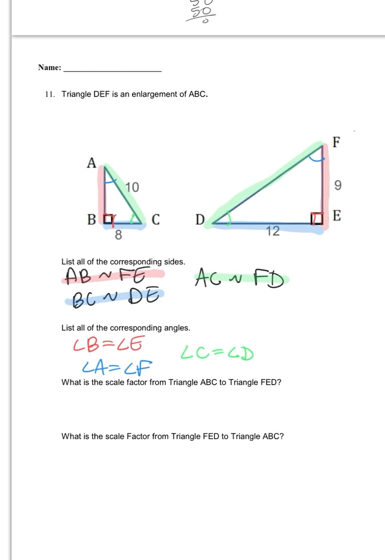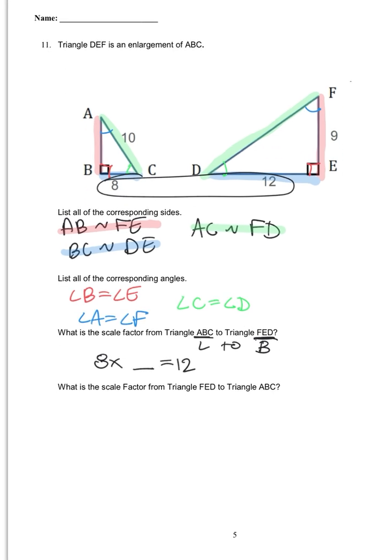All right, what is the scale factor from ABC to FED? Well, it looks like I only have two numbers that I can tell you of the corresponding sides, and that is 8 and 12. So I'm going to use 8 and 12 to help me out. I'm going to go from little to big here, which means 8 times what can get me to 12. So I'm going to turn this into a fraction of 12 over 8, and I'm going to simplify from here. 8 can go into 12 one full time with 4 left over. You can simplify 4 over 8 into 1/2. So my scale factor is going to be 1 and 1/2. Then it wants to know the scale factor going in the opposite direction.